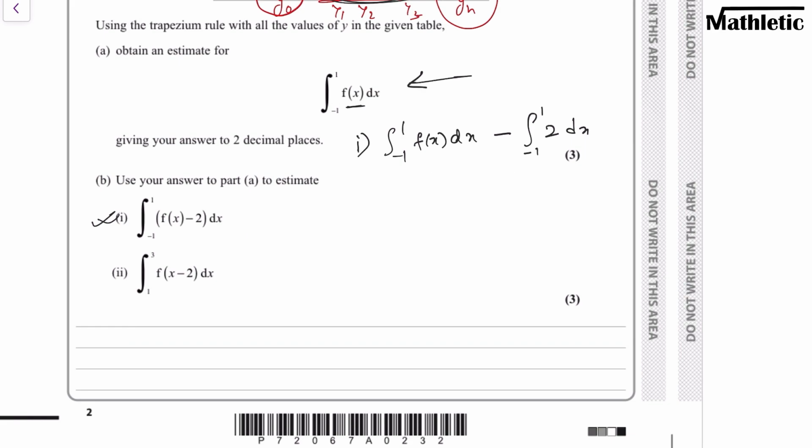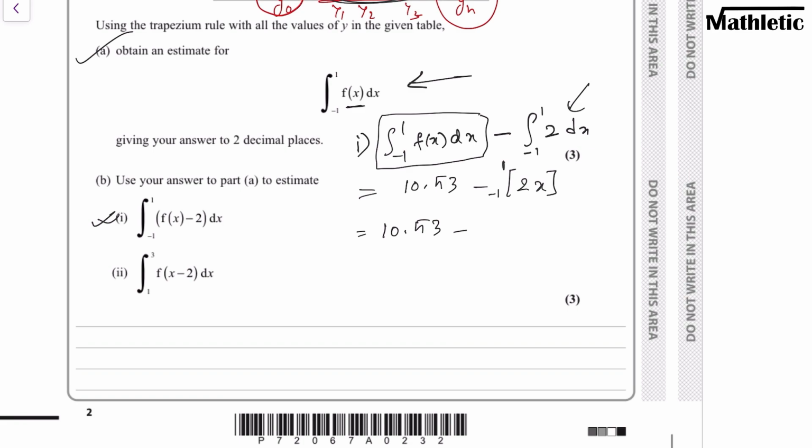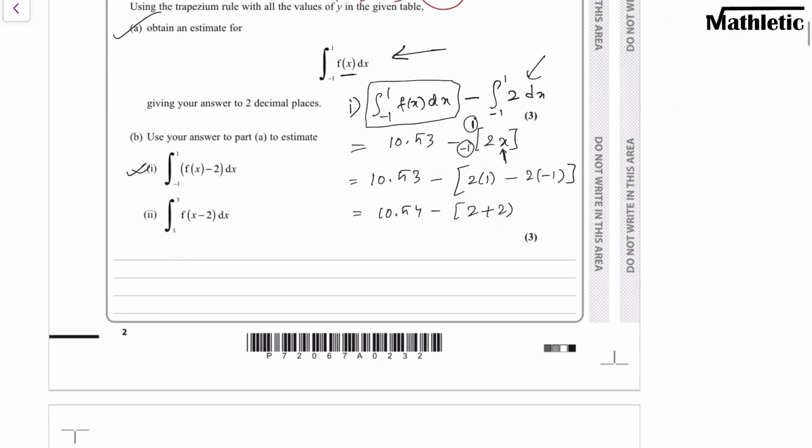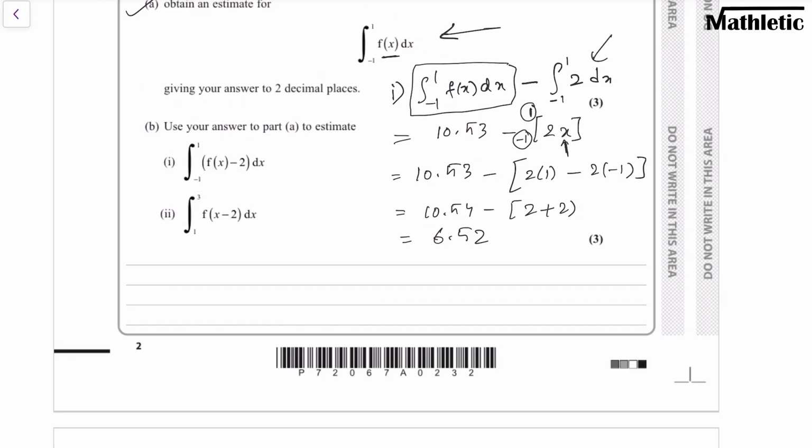I will be using part A. This is the result of part A, 10.53, and for this portion we need to integrate them. So integration of 2 is 2x, and then we have a limit of 1 and -1. So I will just substitute the limits now. In these values of x, we will use 1 first and then the lower limit, -1. So 10.53 minus 2 plus 2, which is 4. So the final result is 6.52. We are done with B1.